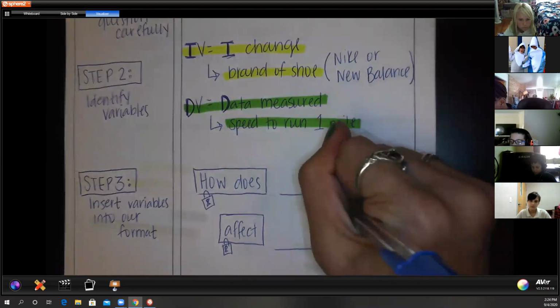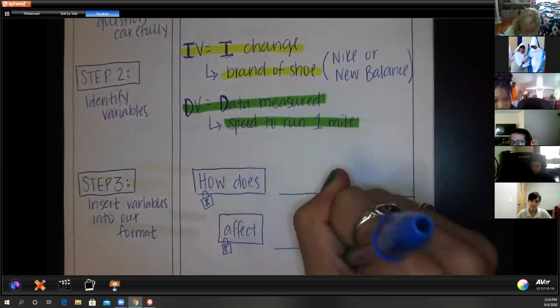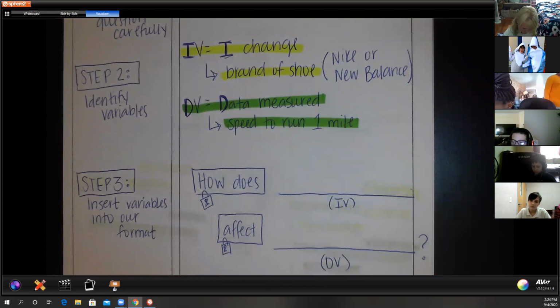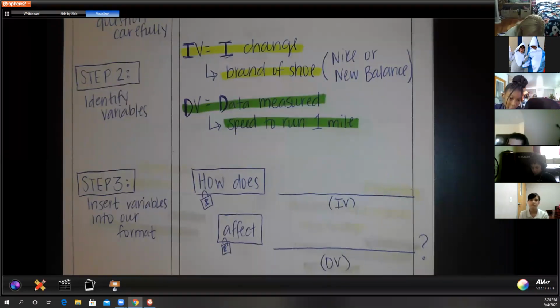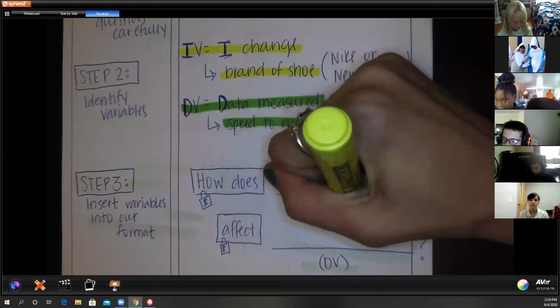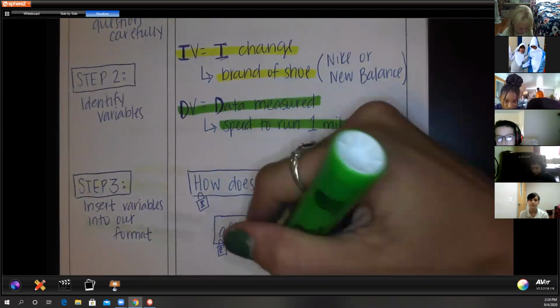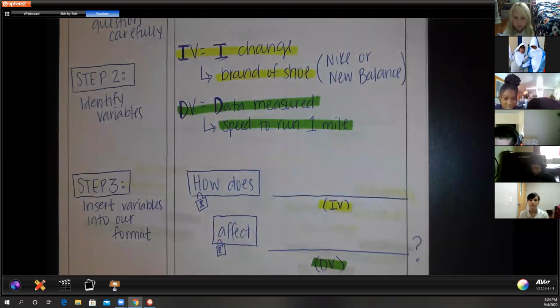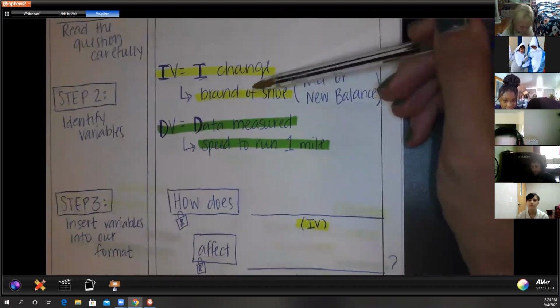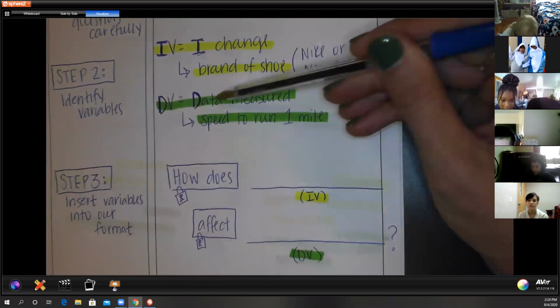And remember, my IV goes in the top one and my DV goes in the bottom one. So what would the testable question for this experiment be, Zuri? What would my testable question be after I insert my variables into our format? So remember, my IV goes first. So think about this. My IV goes in the first blank. My DV goes in the second blank.